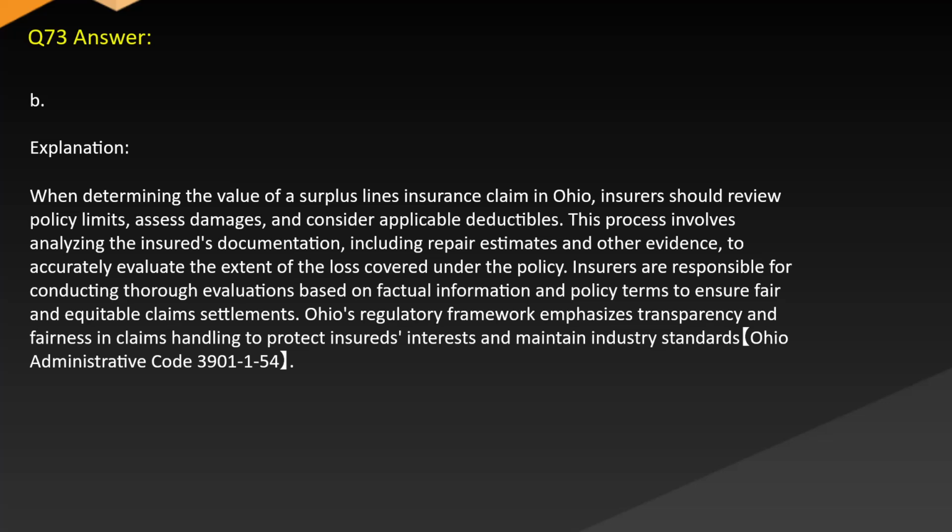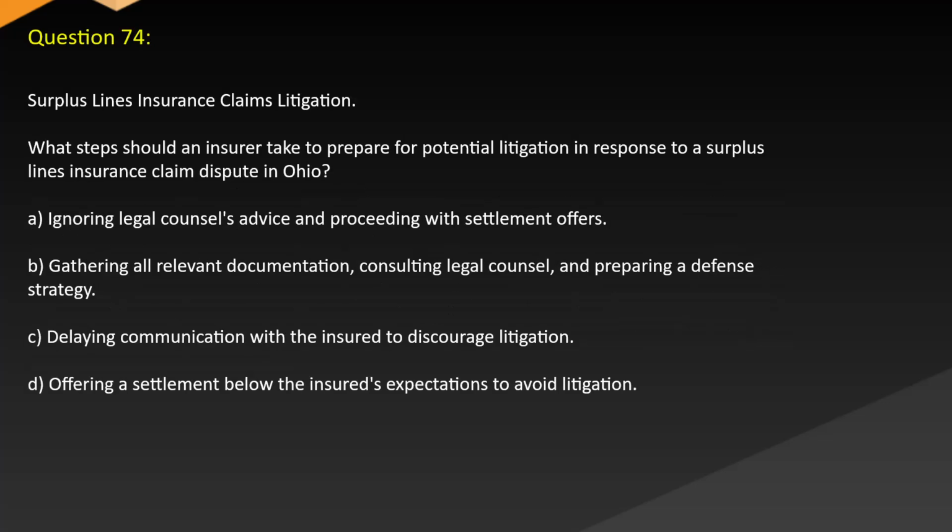Ohio Administrative Code 3901-1-54. Question 74. Surplus lines insurance claims litigation. What steps should an insurer take to prepare for potential litigation in response to a surplus lines insurance claim dispute in Ohio? A. Ignoring legal counsel's advice and proceeding with settlement offers.